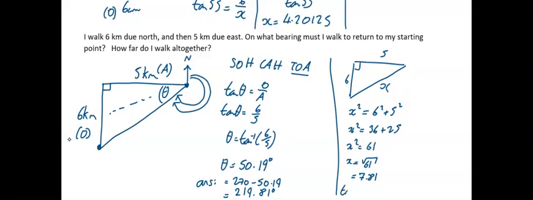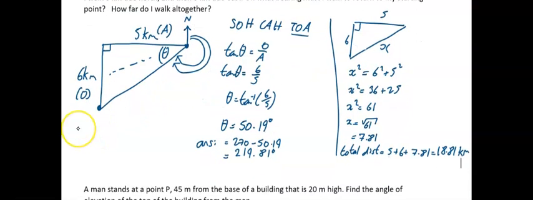So we'll just say total distance equals 5 plus 6 plus 7.81. So if you do 5 plus 6 plus 7.81, it will give you 18.81 meters, or no, it's kilometers, sorry, and that really is to 2 decimal places.